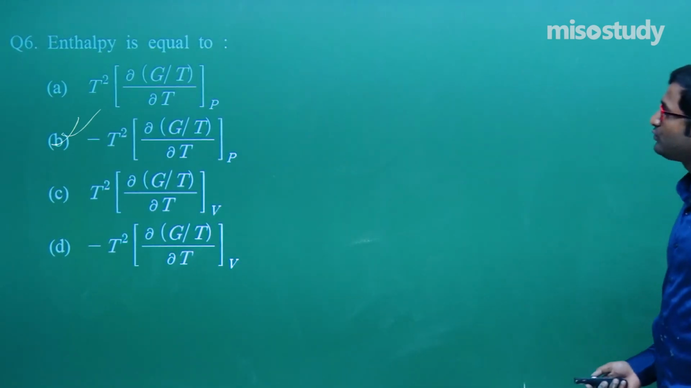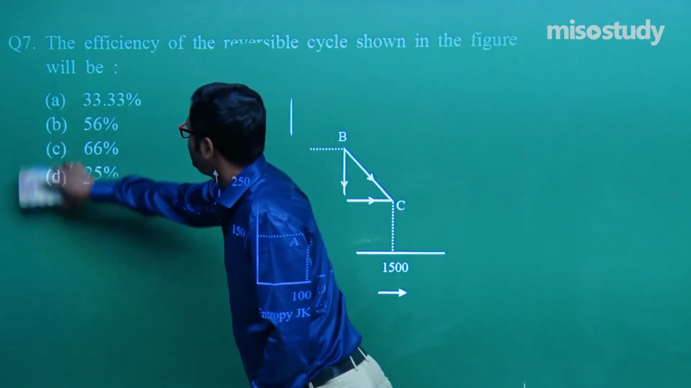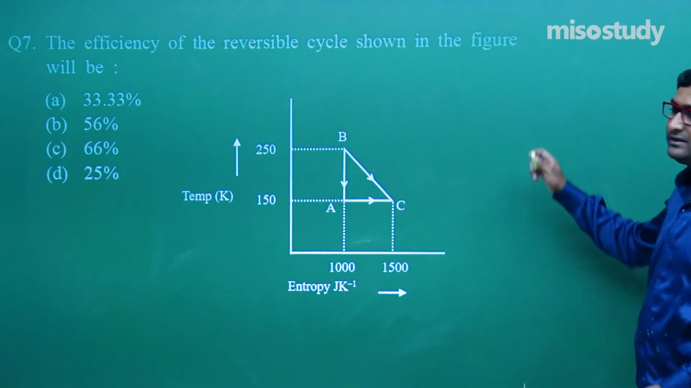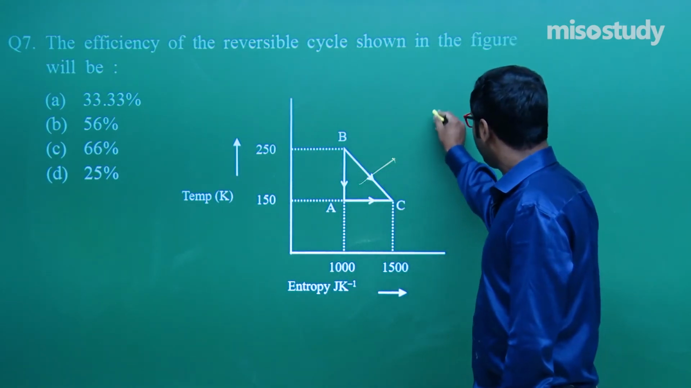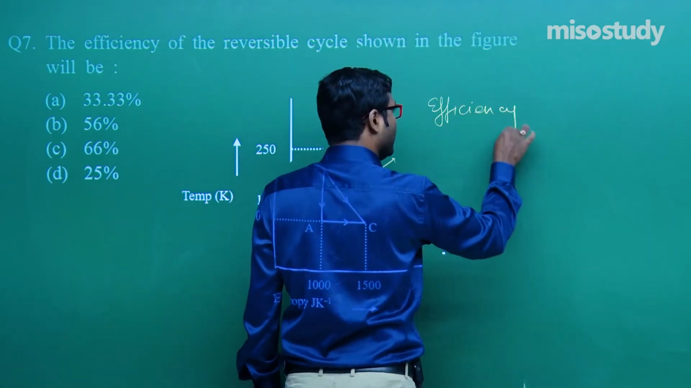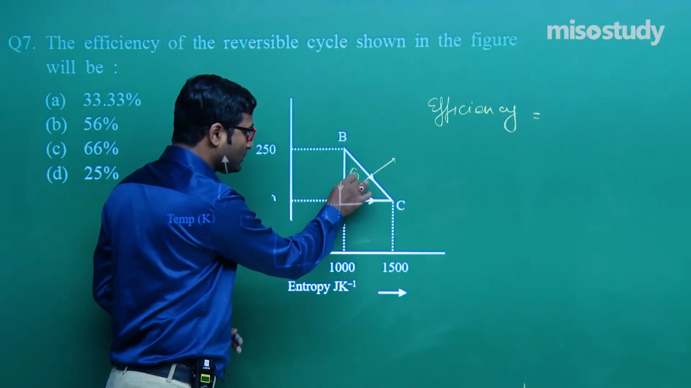Now let's move to question number 7. This is the question: look at the efficiency of the reversible cycle in the figure. Look, this is the figure. So if anyone asks you in this kind of question, what is efficiency? Efficiency is equal to the area enclosed by the cycle.